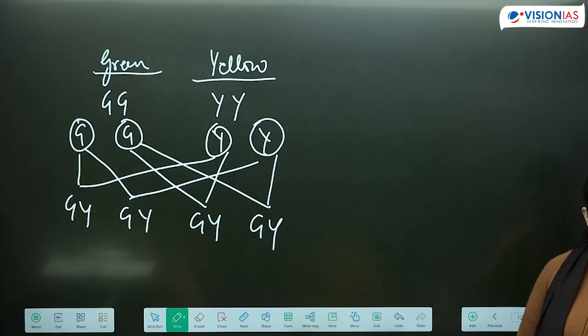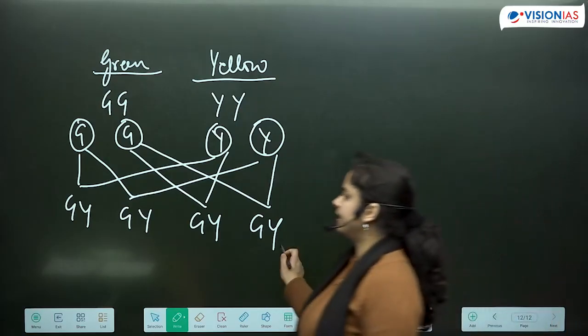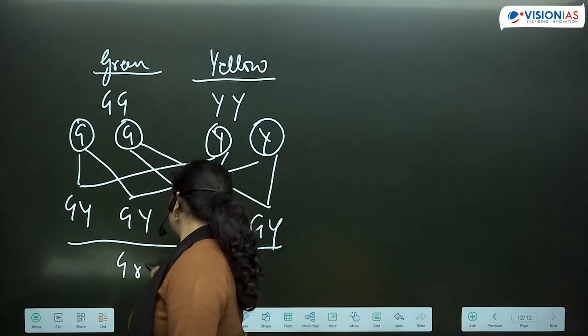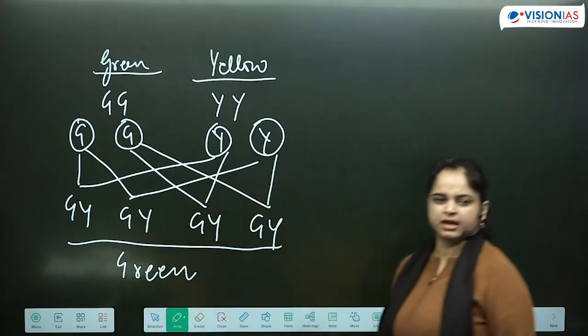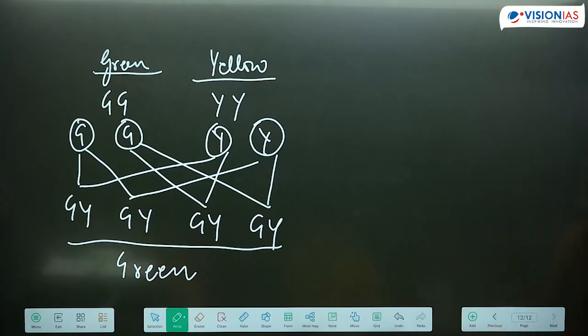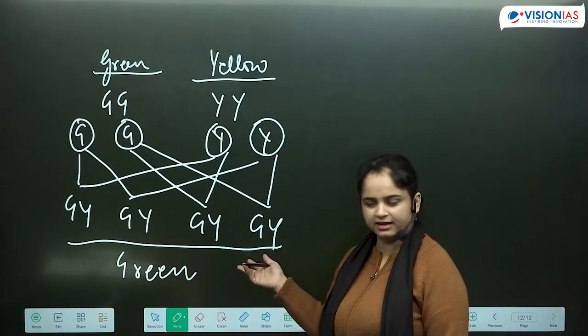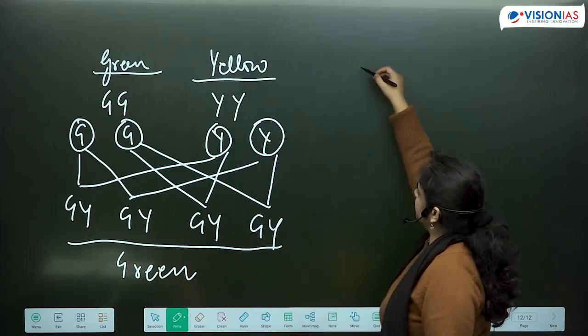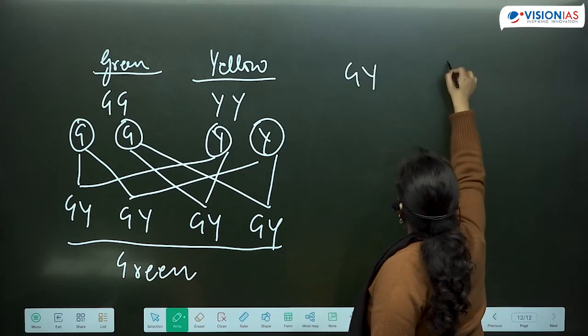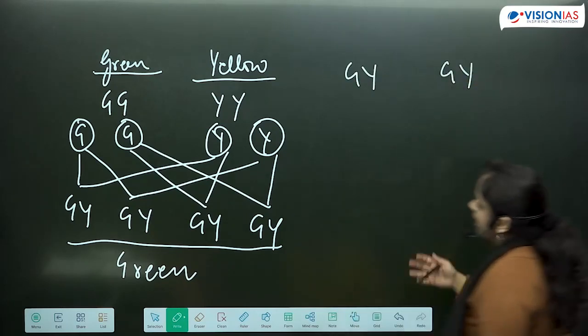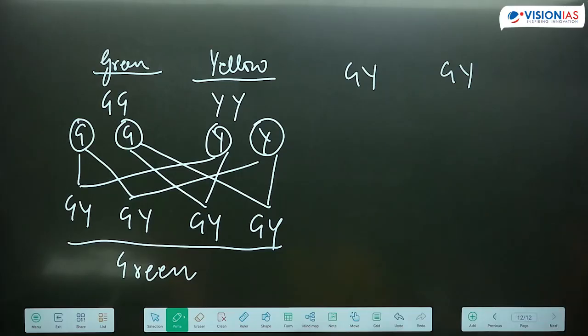On observation, Mendel found that they are all green. In appearance, they are all green. Now, if I take 2 of these, the plants which have come up in this generation, which will be GY and GY, I can repeat this cross with these 2 organisms, these 2 plants.